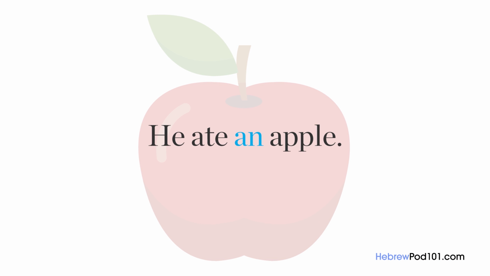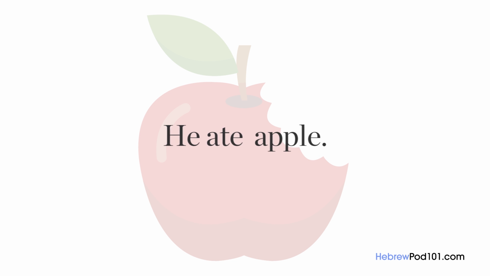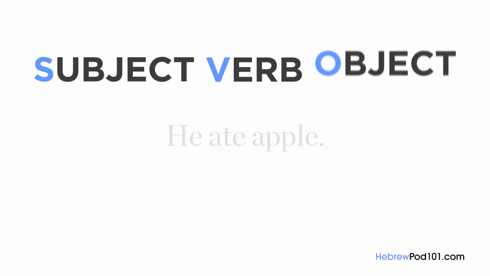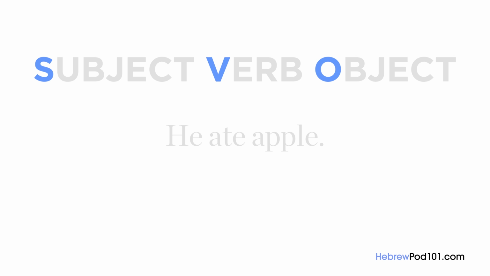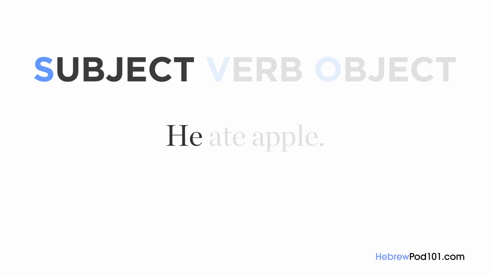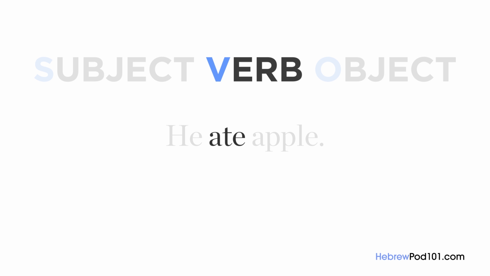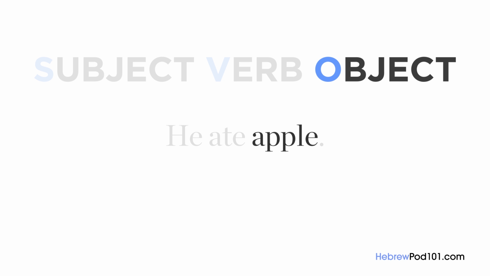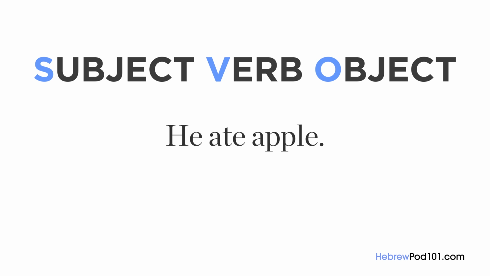Consider the English sentence, he ate an apple. But first, let's remove the article an here for simplicity. So we're just left with he ate apple. The basic word order for English is subject, verb, object, or SVO for short. If we break down the English sentence, he ate apple, we can see that the subject he is presented first, followed by the verb ate. And then finally, the object apple is positioned last. This is the basic word order for sentences in English.